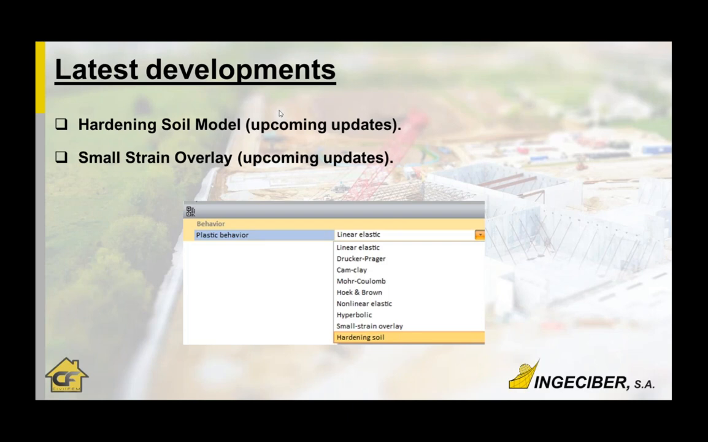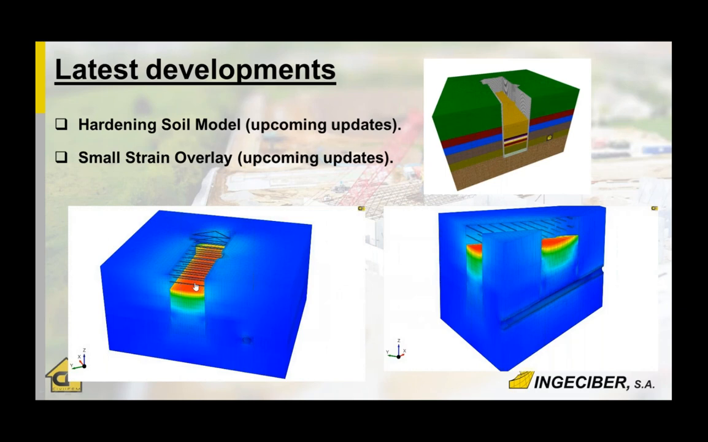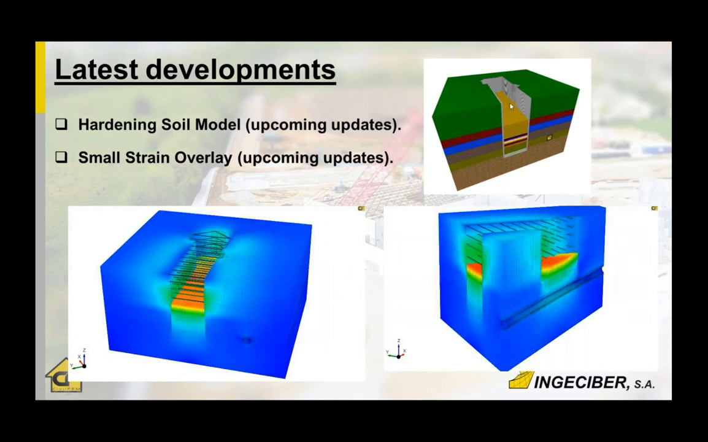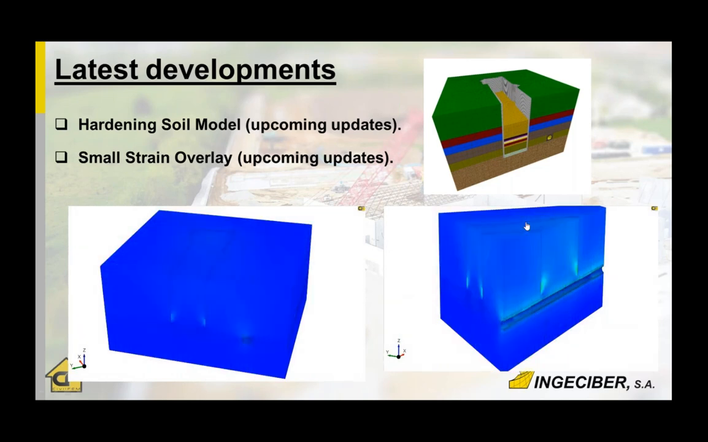And well, as you know, the hardening soil model and the small strain overlay are very suitable for this type of structure where we have excavation and construction on the model with loading and unloading loads, also for retaining walls that can have some displacements. And for this type of models, these material models are very suitable.